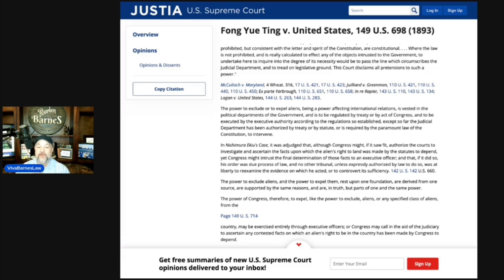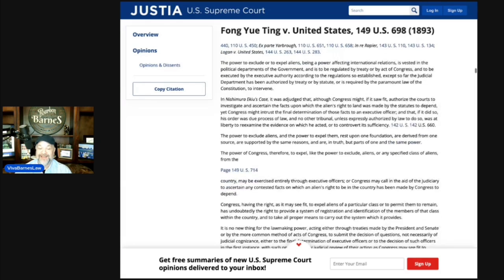And, quote, no other tribunal, including any judge, unless expressly authorized by Congress or the president to do so, is even at liberty to re-examine the evidence on which the president acted or to controvert the sufficiency of the president's action. The power to exclude aliens, the power to expel them, rest upon one foundation, derived from one source, supported by the same reasons, and are in truth part of one and the same power. And that is the power of Congress to set the rules and the president to execute those rules. And they can be, quote, exercised entirely through executive officers. It is only if Congress calls in the aid of the judiciary that the judiciary can intervene ever.